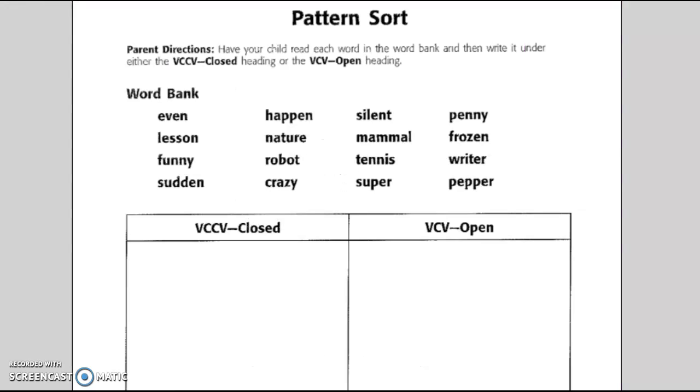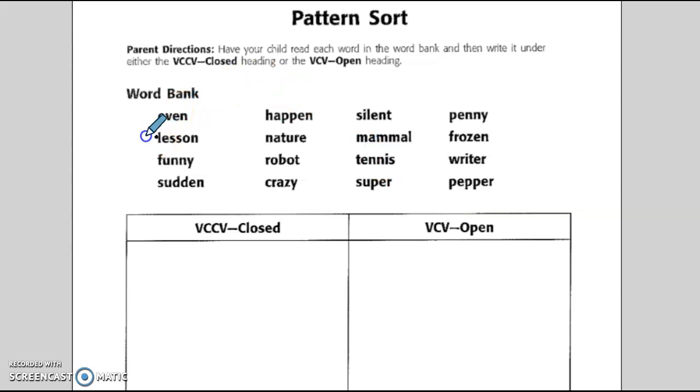Your assignment is to read each word in the word bank, divide it in syllables, and then decide where it should go, either the VCCV closed side (vowel, consonant, consonant, vowel) or the VCV open side (vowel, consonant, vowel) of the pattern sort page. We will start a few together.